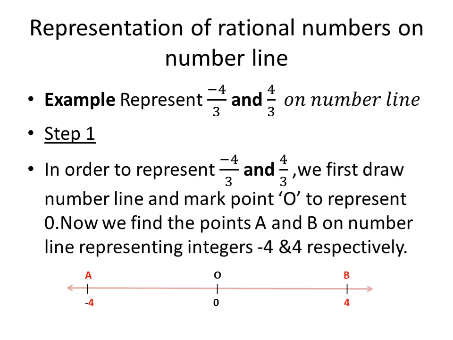We can also represent rational numbers on the number line. For that I have given you one example. Suppose we want to represent -4 by 3 and 4 by 3 on the number line. Then we have step 1 as, in order to represent these numbers, we first draw the number line and mark the point capital O to represent origin. Next we find out the points capital A and capital B on number line representing the integers -4 and 4 respectively.